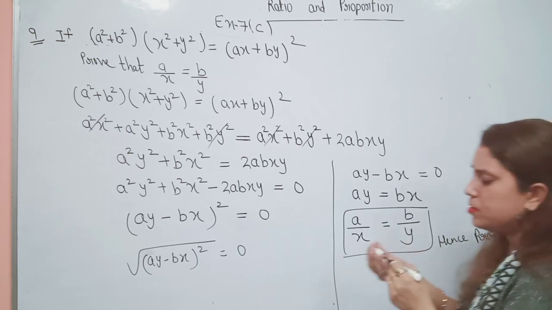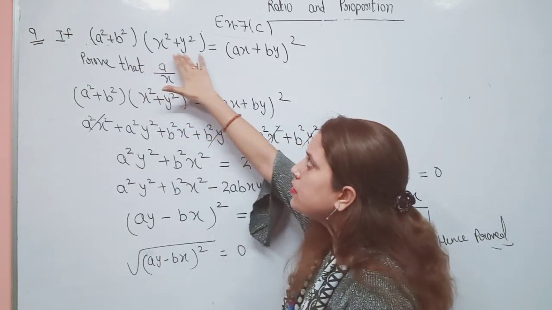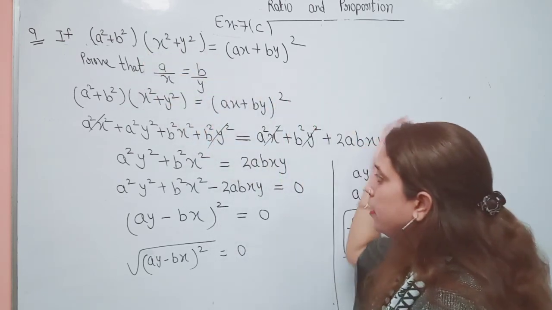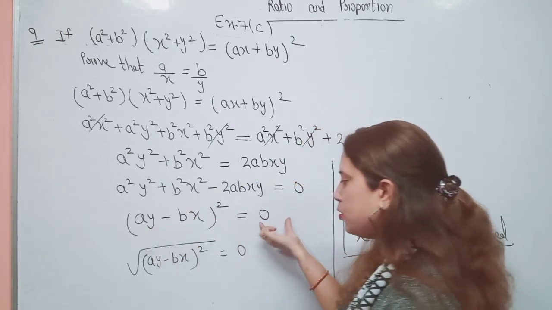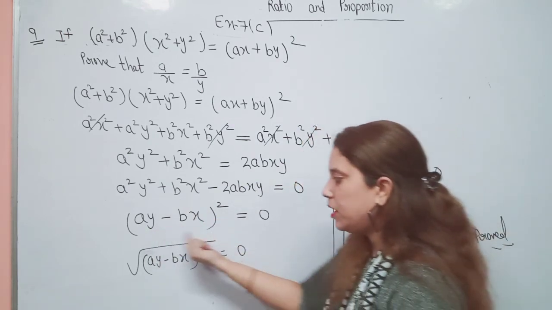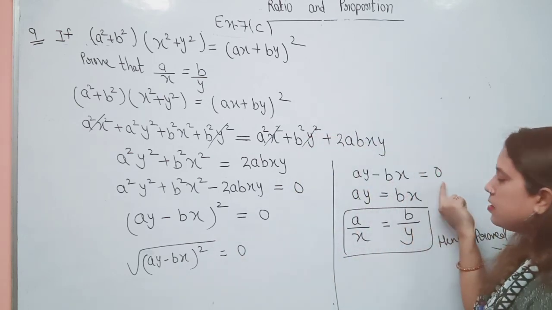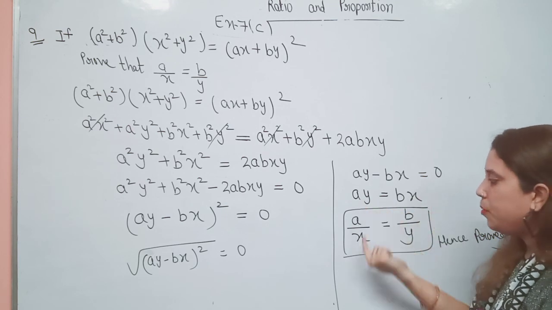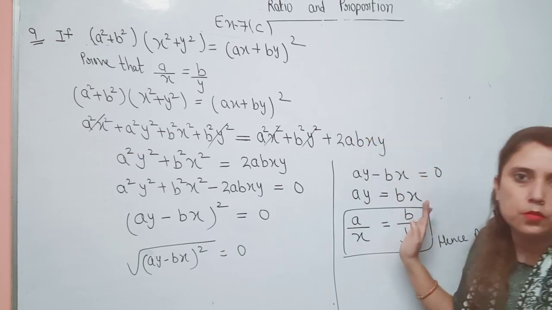Okay beta, this is so easy. Solve for the given part, a square b square into x square plus y square. Do the multiplication and after that make the identity (ay minus bx) whole square is 0. Square root of 0 will be 0 when we take square root on both sides. So it will be ay minus bx is equal to 0, and ay is equal to bx. So a upon x is equal to b upon y. This is the answer. Okay beta.